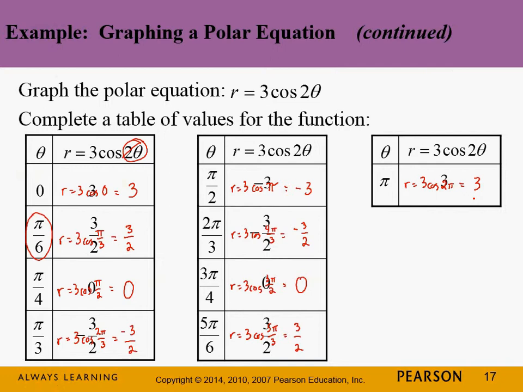Yes, sir. We always do have 0, pi over 6, pi over 4, pi over 3, so forth and so forth. Generally, that's what you're always going to use, those values on the unit circle that you know. Okay.